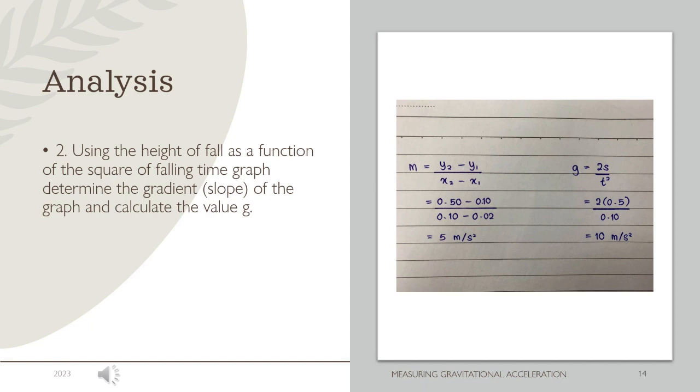First, the formula of the gradient is m equals y2 minus y1 over x2 minus x1, and the answer that we got is 5 meter per second squared. To calculate the value of g, the formula is g equals 2s over t squared, and the answer that we got is 10 meter per second squared.